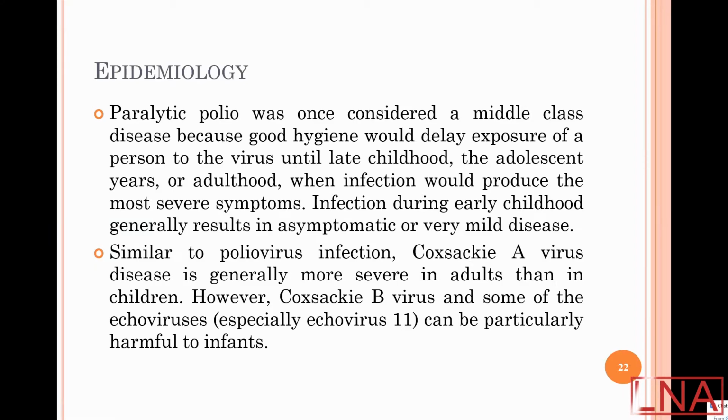Paralytic polio was once considered a middle-class disease because good hygiene would delay exposure of a person to the virus until late childhood, the adolescent years or adulthood, when the infection would produce the most severe symptoms. Infection during early childhood generally results in asymptomatic or very mild disease. Similar to poliovirus infection, Coxsackie-A virus disease is generally more severe in adults than in children. However, Coxsackie-B virus and some of the echoviruses, especially strain 11, can be particularly harmful to infants. I already told, and I will say about it once again.